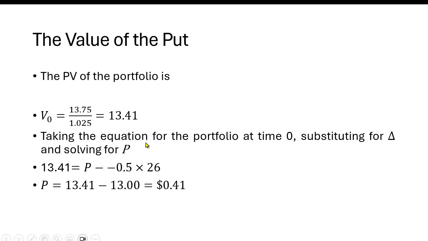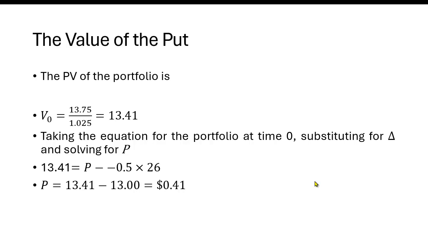Okay, taking the equation for the portfolio at time period 0, right? That's the value at time period 0, which we found the present value of, equals the put minus a negative 0.5 times 26. If we solve for P, we get that the put option is worth 41 cents.